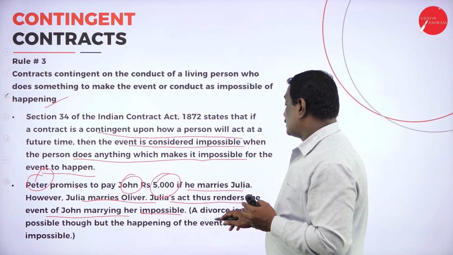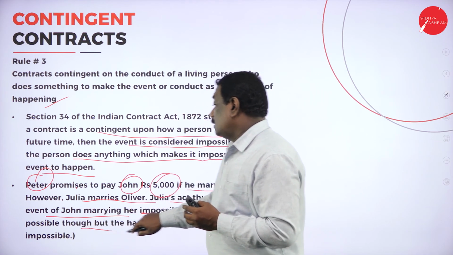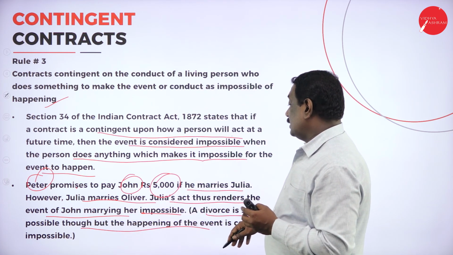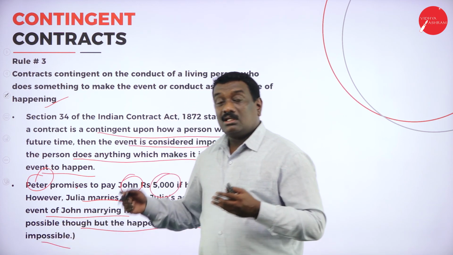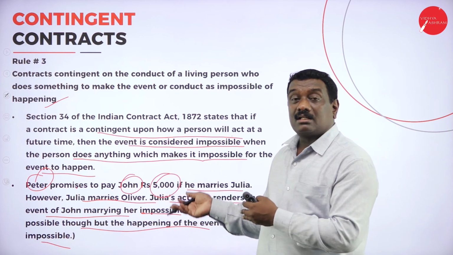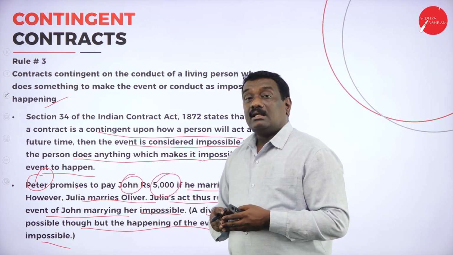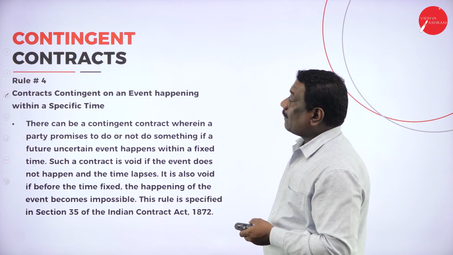So in such a case, a divorce is still possible, but the happening of the event is considered impossible. Even if a divorce has been given and he marries, that particular event can happen, but under this case, it is not going to happen.